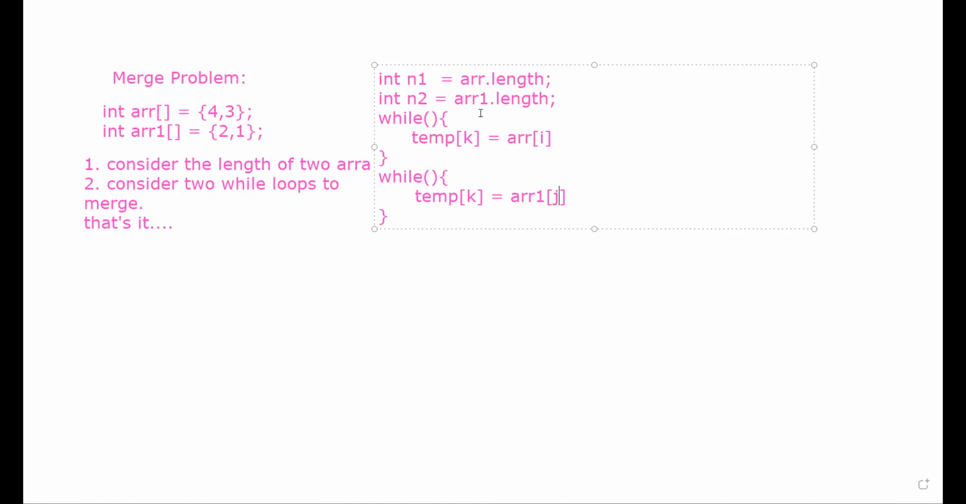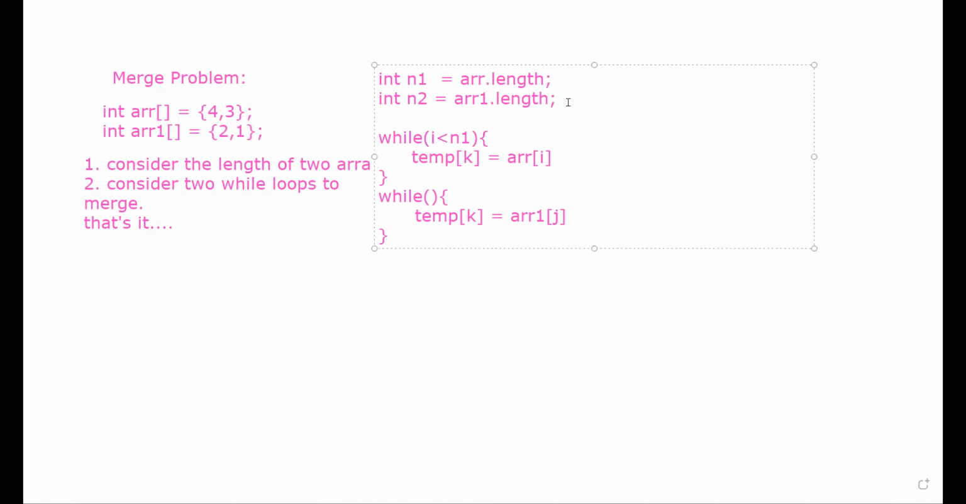The index values in our first array are 0, 1, and the index values in our second array are also 0, 1. Now we need to iterate for their length. n1 is the length of the first array, so the value is 2. So we'll iterate for 0, 1, which means i less than n1. I need to initialize i with 0. Is that clear?